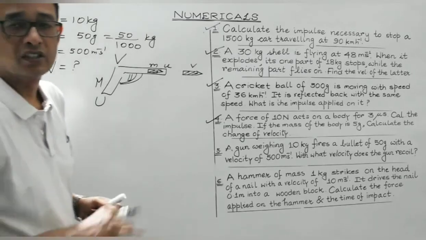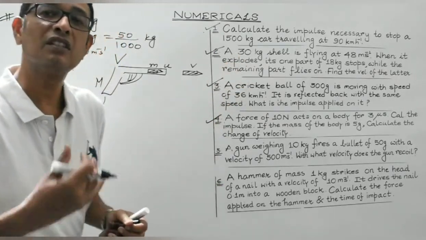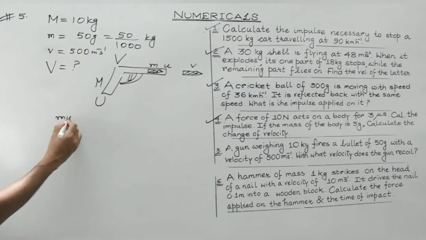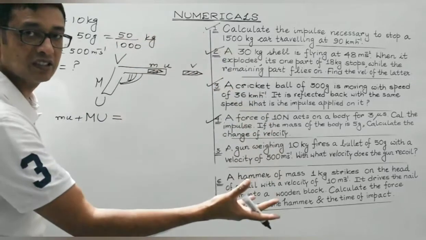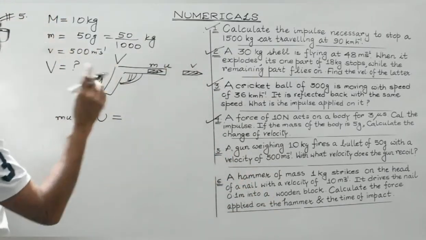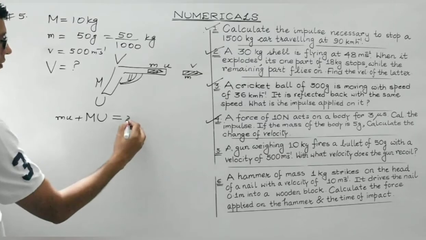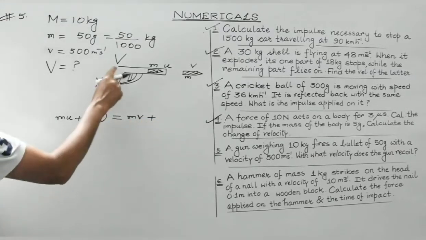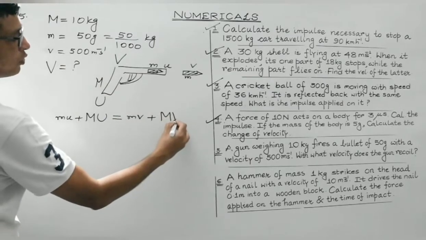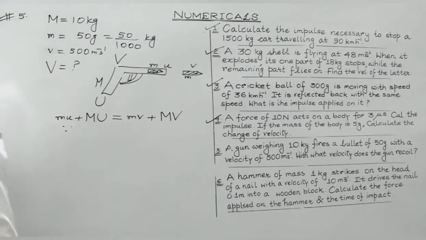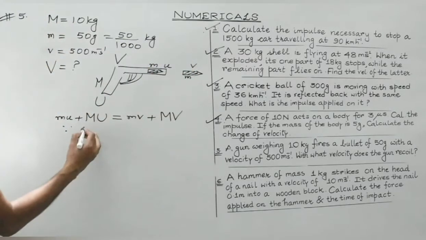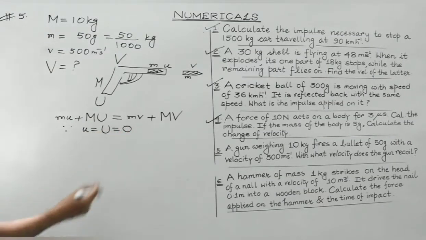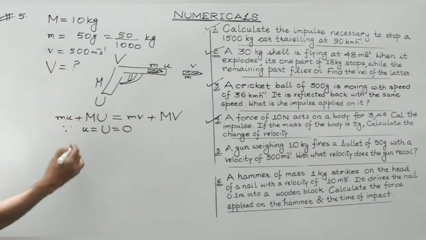So, since there is no net external force, the momentum is conserved. So, initial momentum would be mu plus capital M capital U. This is the initial momentum of the bullet. This is the initial momentum of the gun. It should be equal to the final momentum of the system. And the system comprises the bullet and the gun. Final momentum of the bullet is mass into final velocity plus final momentum of the gun is capital M into capital V. Now since initially the bullet is inside the gun and the entire system is at rest, therefore initially u and capital U are equal to 0. So this becomes 0.